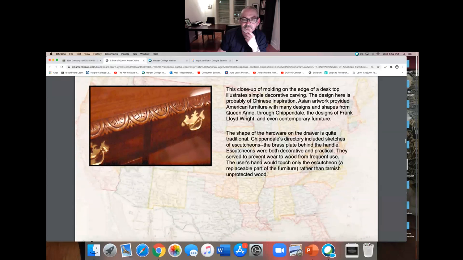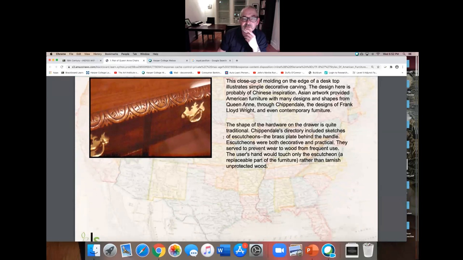And here you can see these drawer pulls, or this hardware on the drawer. Chippendale's directory included sketches of escutcheons, the brass plates behind the handle. Escutcheons were both decorative and practical. They served to prevent wear to the wood from frequent use. The user's hand would only touch the escutcheon, a replaceable part of the furniture, rather than tarnish the unprotected wood.